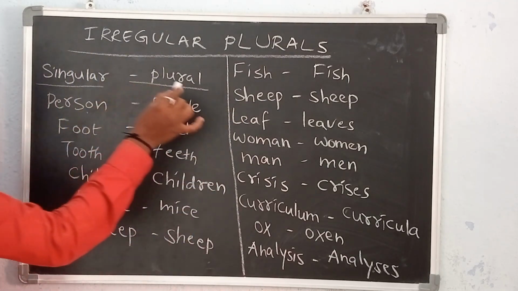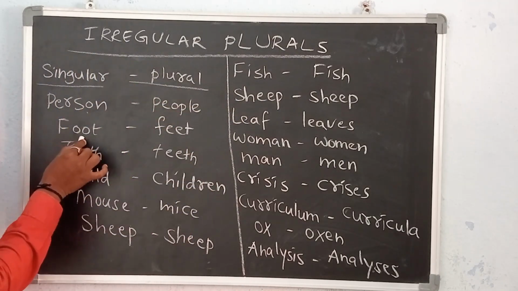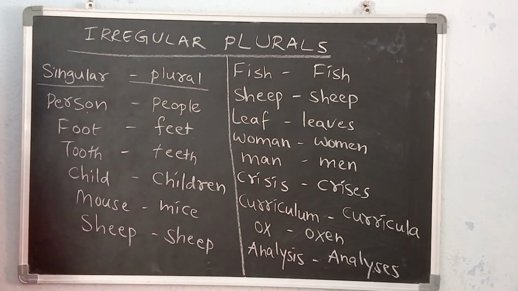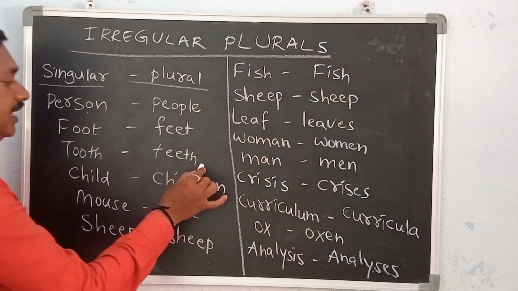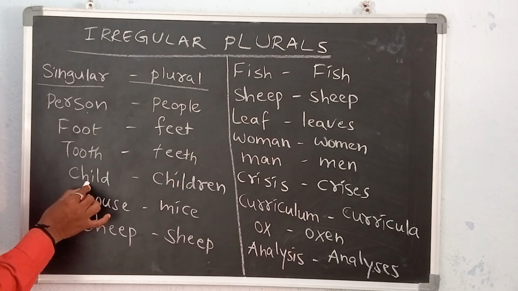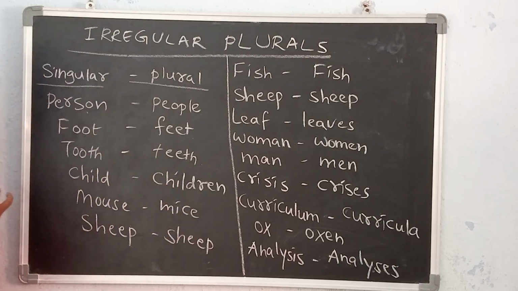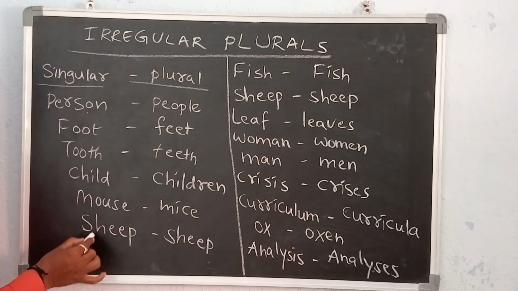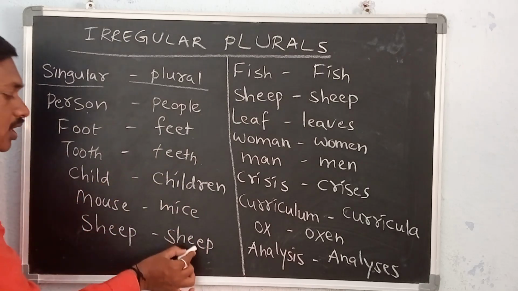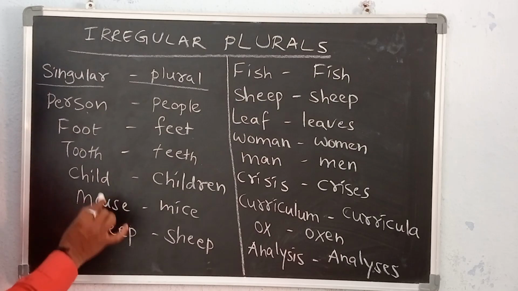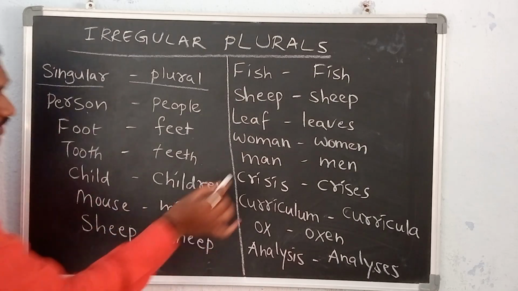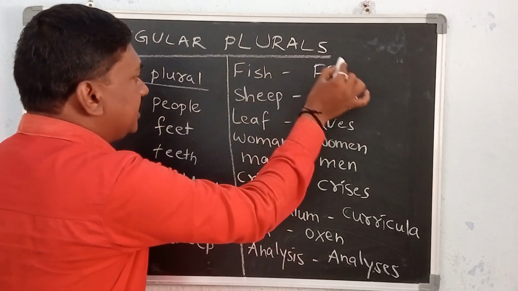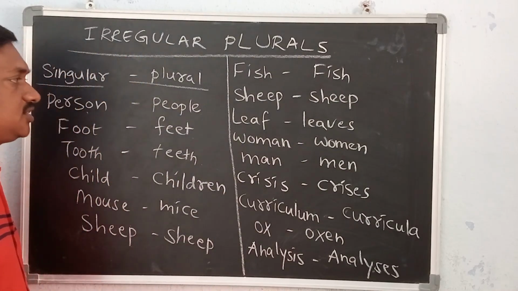Person singular, people plural. Foot singular, feet plural. Tooth singular, teeth plural. Child singular, children plural. Mouse singular, mice plural. Sheep, okay, again plural also sheep. There is no change in singular and plural. Similarly, fish singular and plural also fish.